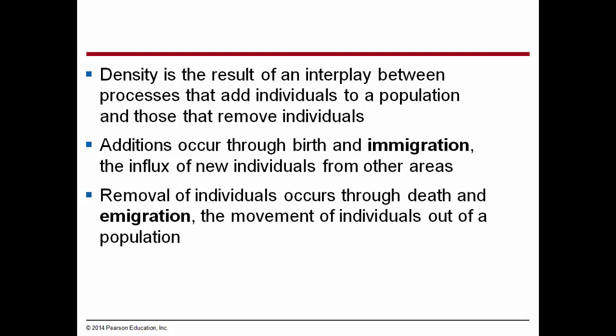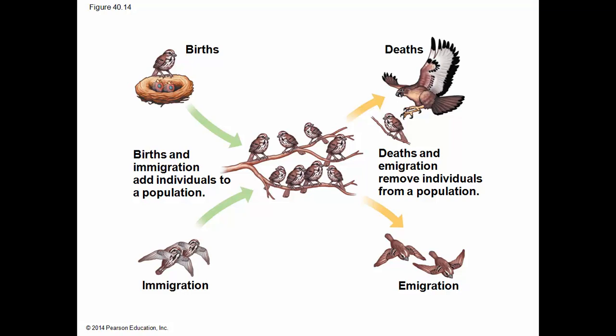Density is the result of an interplay between processes that add individuals to a population and those that remove individuals. Additions occur through birth and immigration, the influx of new individuals from other areas. Removal of individuals through death and emigration, the movement of individuals out of a population, are all ways that we can assess the population. Okay, so here is a schematic.